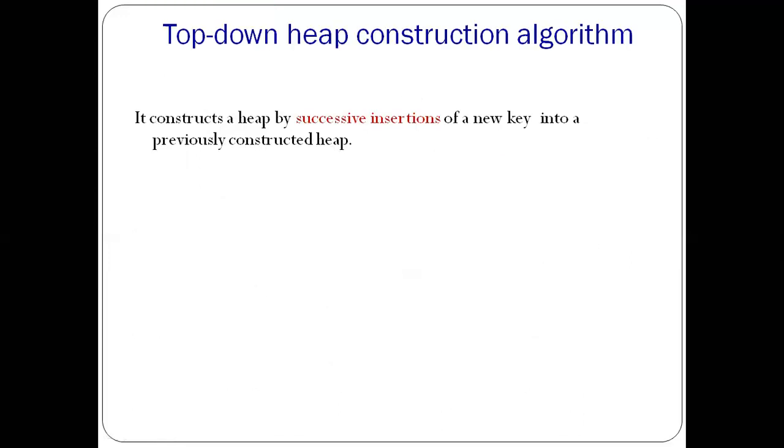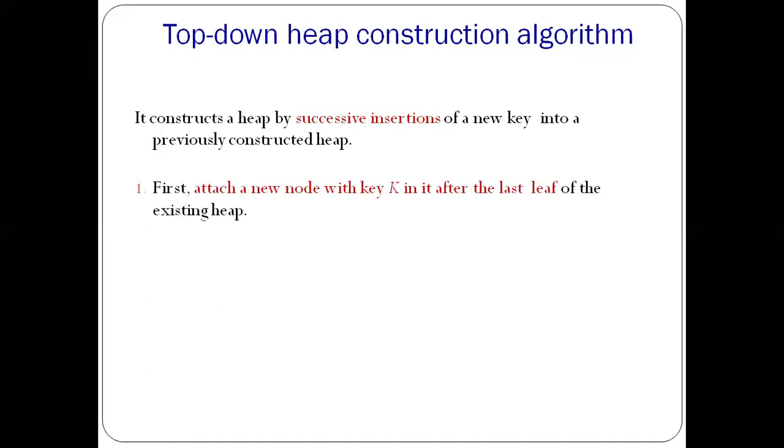Next is top-down heap construction. It constructs a heap by successive insertion of a new key into the previously constructed heap. That's why it is called a top-down approach. Every time it will be adding one element to the currently constructed heap.